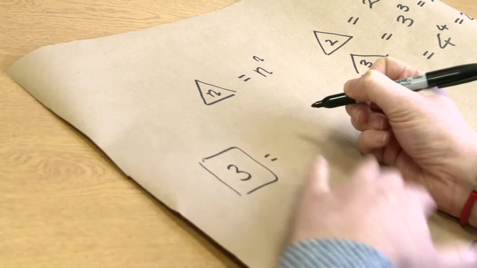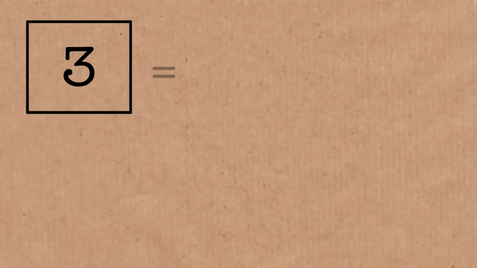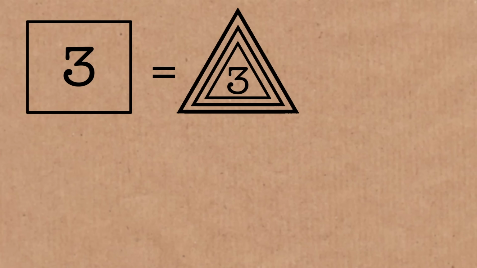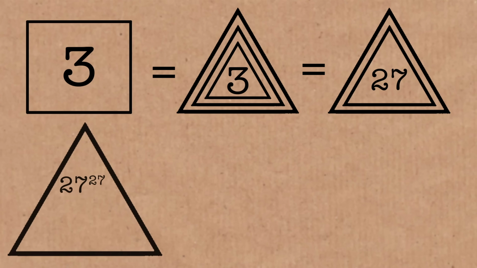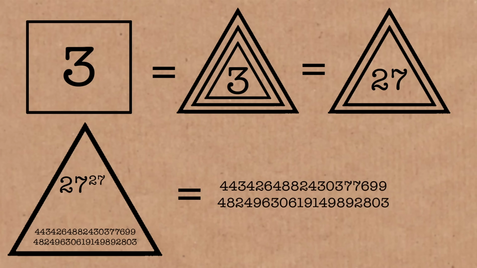How big is square 3? Let's work it out. It's going to be very big. It's a 3 inside 3 triangles. Well, triangle 3 is already 27. So that's 27 inside 2 triangles. 27 inside a triangle is 27 to the 27. So this is 27 to the 27, which I'm not going to calculate, inside a single triangle. And so this must then be 27 to the 27 to the power of 27 to the 27.